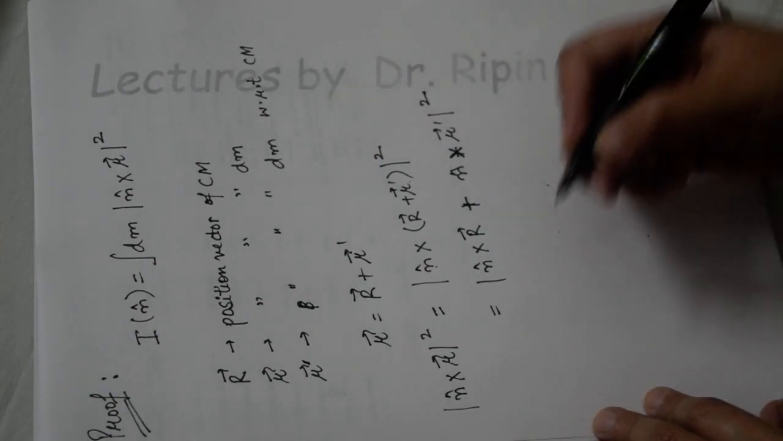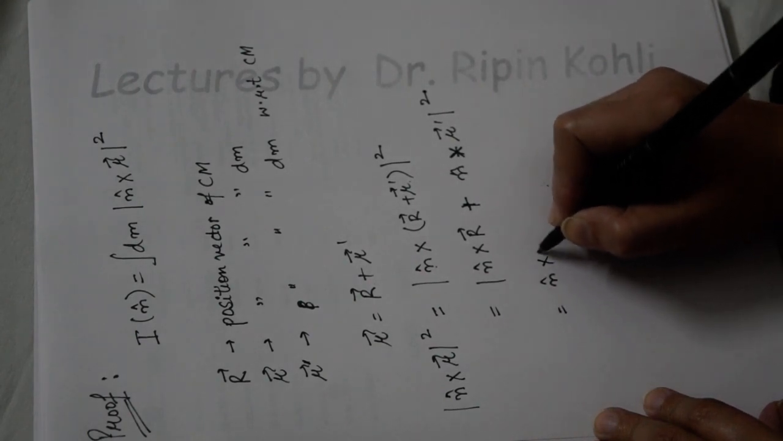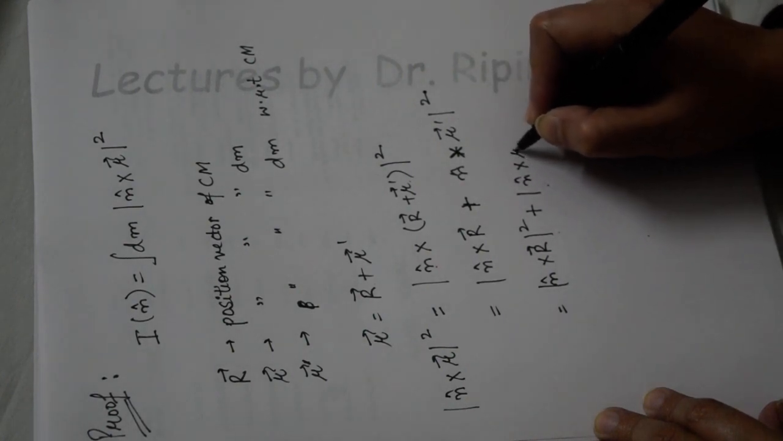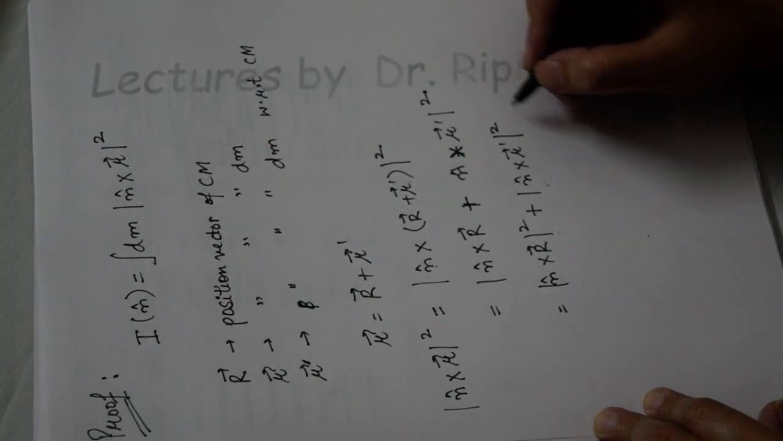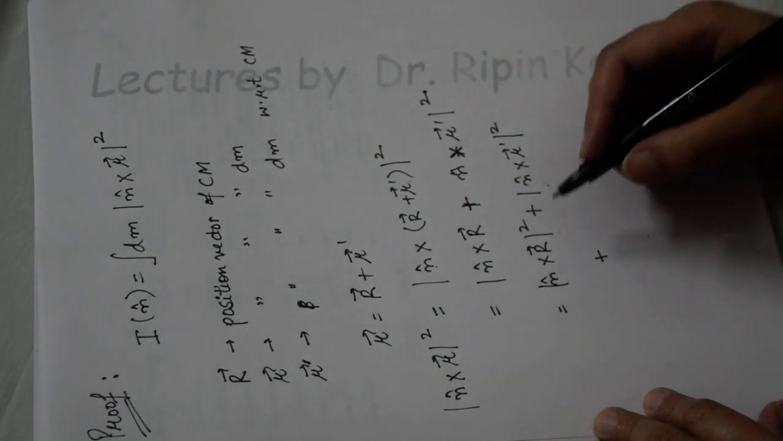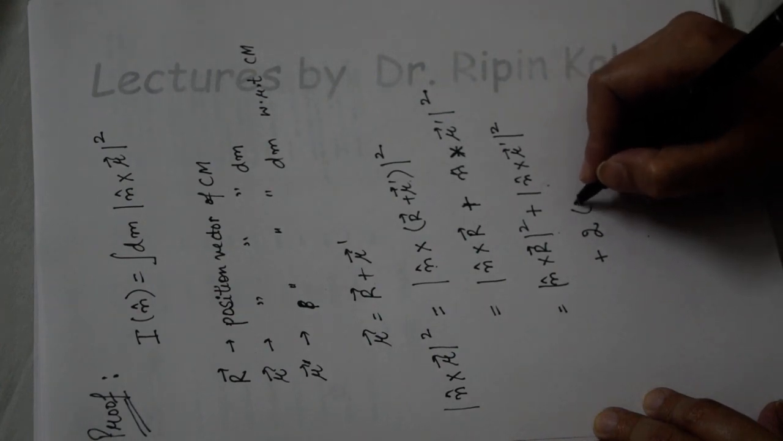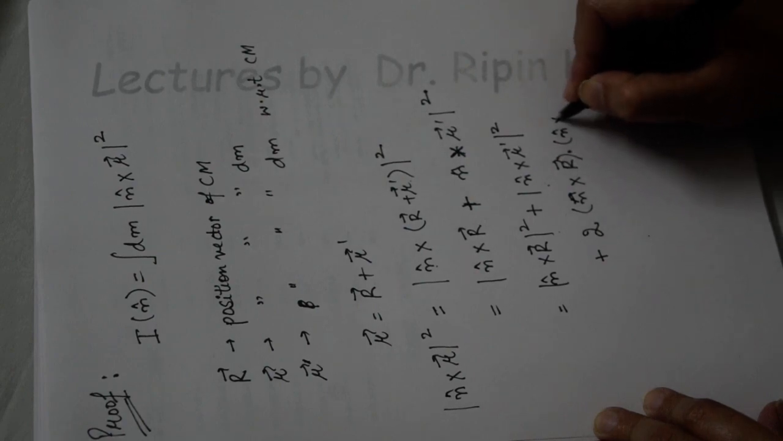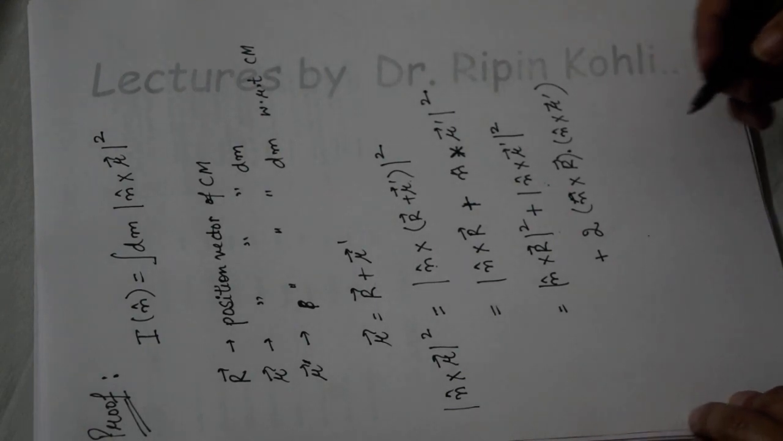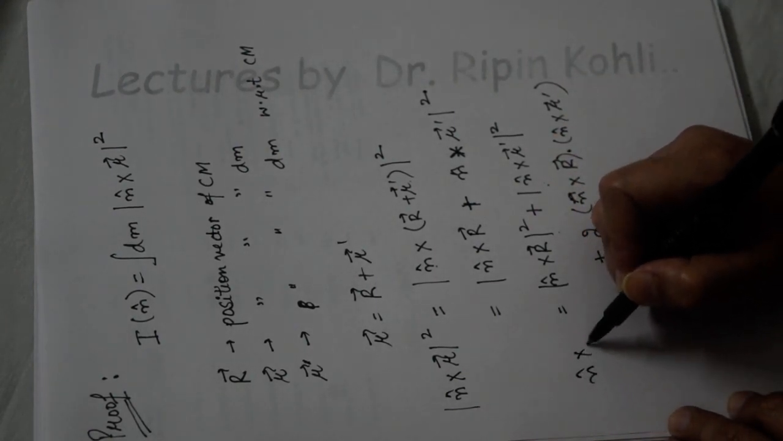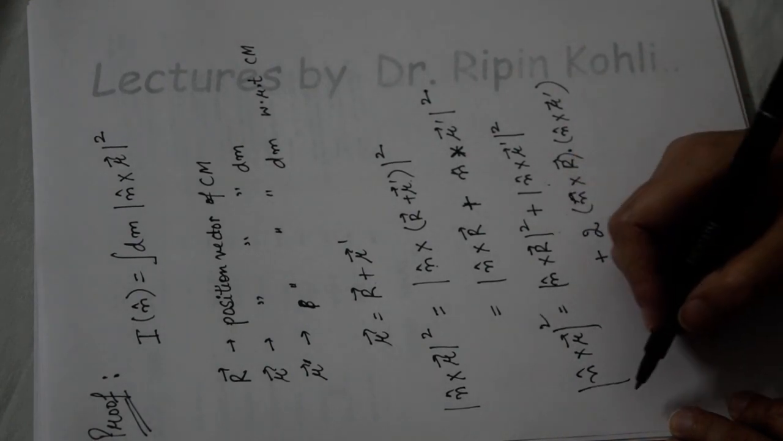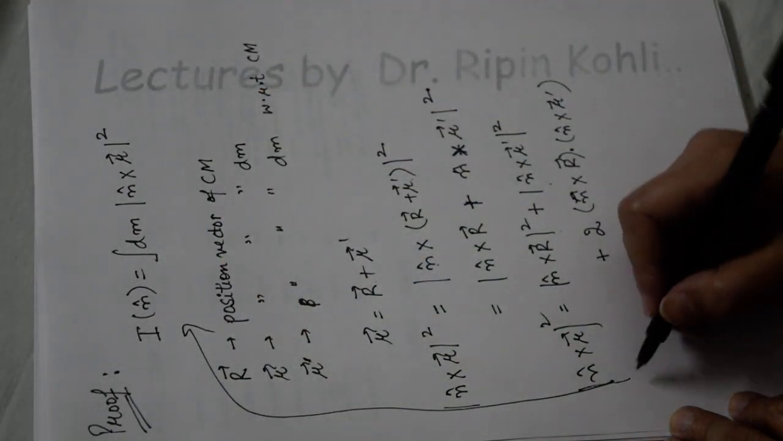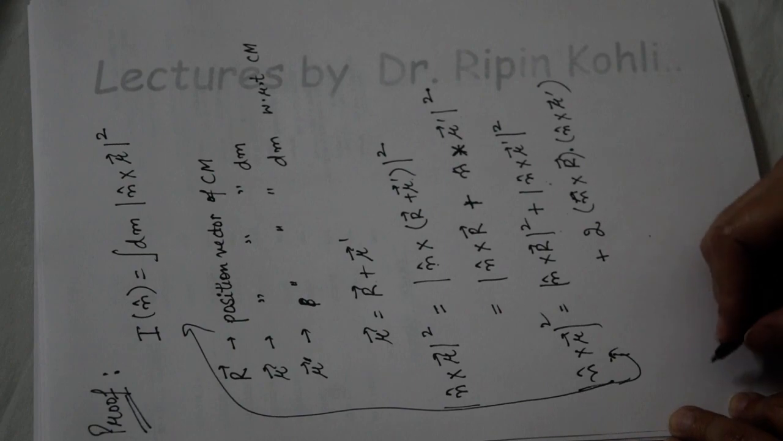It's square. Then squaring, we get (n cap cross r) whole square plus (n cap cross r dash) whole square, plus, using the formula of (a plus b) whole square, plus n cap cross r dot n cap cross r dash. I substitute this value of (n cap cross r) whole square in this equation of I cap. Then what do I get?